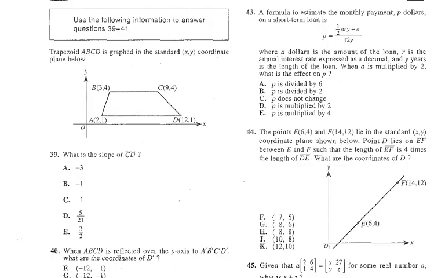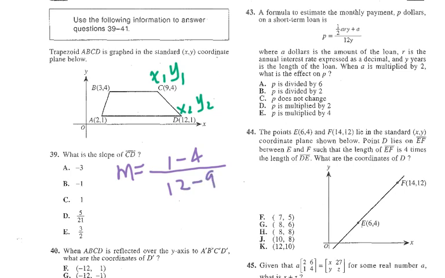Let's go to 39. Trapezoid ABCD is graphed in the standard xy coordinate plane below. What's the slope of CD? For CD, we have 2 points, and we can label x1, y1, x2, y2. According to the slope formula, y2 minus y1, 1 minus 4 over 12 minus 9. Then you can get negative 3 over 3 equals negative 1. B will be the answer.